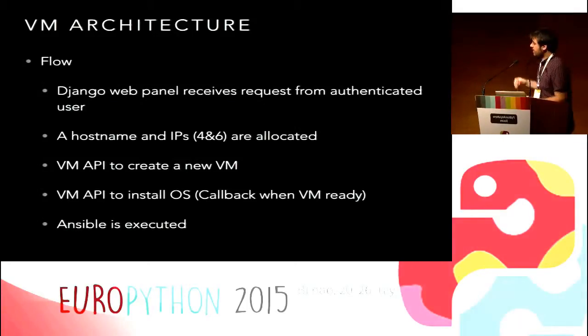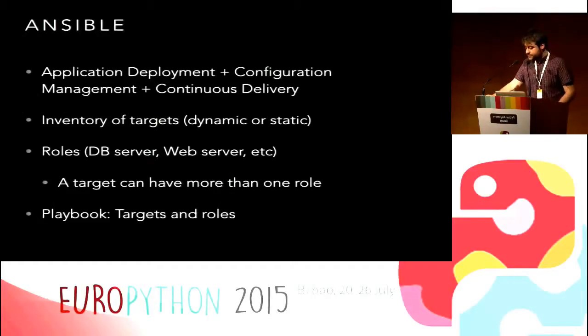So the flow is easy. A user enters the Django web panel, authenticates, so we know who he is, and then he asks for a new managed web server. A hostname and an IPv6 and IPv4 address are allocated to this site. The VM API creates a new VM. The VM API installs the OS, and when the OS is ready, Ansible is executed, and Ansible is the one that configures the whole machine. So we are using Ansible as configuration management, and it does everything we need.